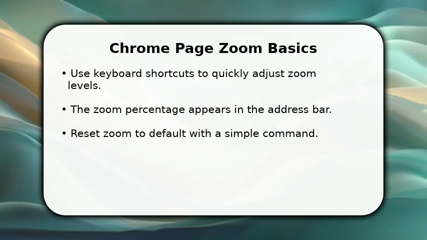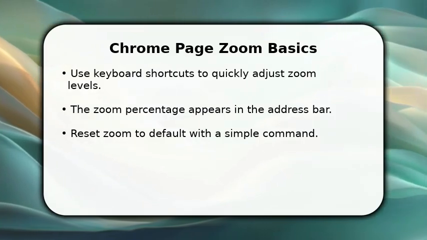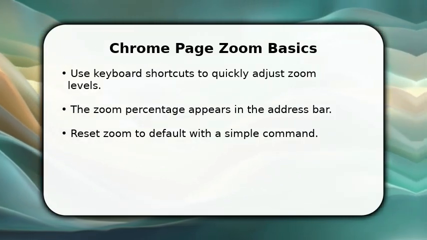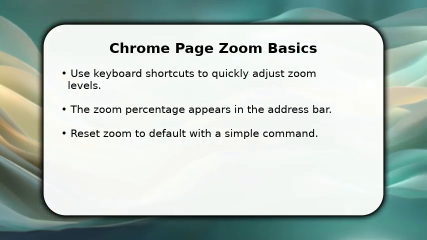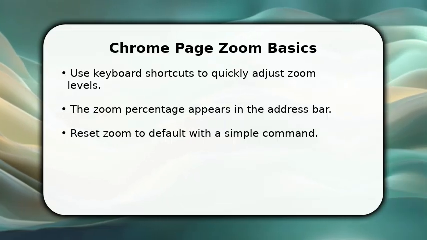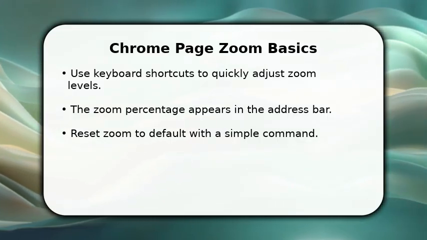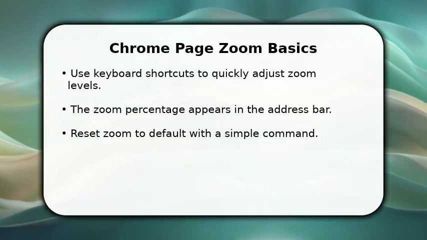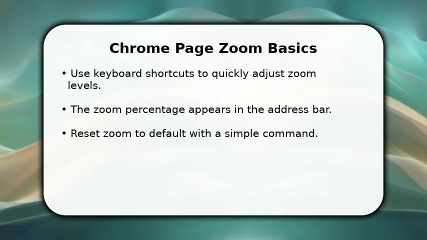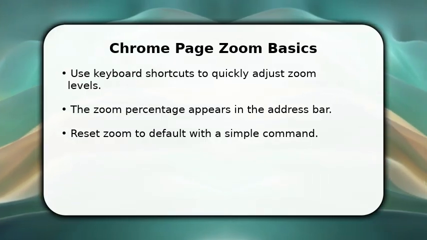In this video, I will explain how to zoom your Chrome page. To quickly adjust the zoom, hold down the Control key on Windows or Command on Mac, then press the plus key to zoom in or the minus key to zoom out. You'll see the current zoom percentage appear briefly in your address bar. To return to the default 100% zoom, simply press Control or Command and 0.